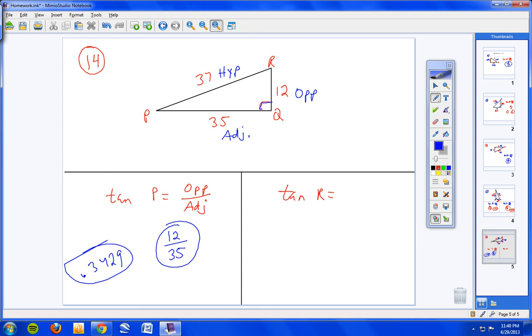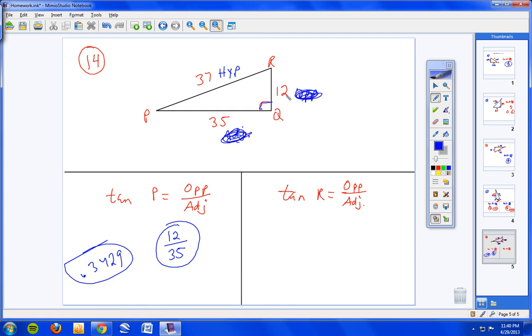Tangent of R. How do you find the tangent of R? Well, anytime you're asked to find the tangent of any angle, the ratio is opposite over adjacent. Doesn't matter what the angle is, it's still opposite over adjacent. And now we're going to come up here. Our sides are going to change a little bit.